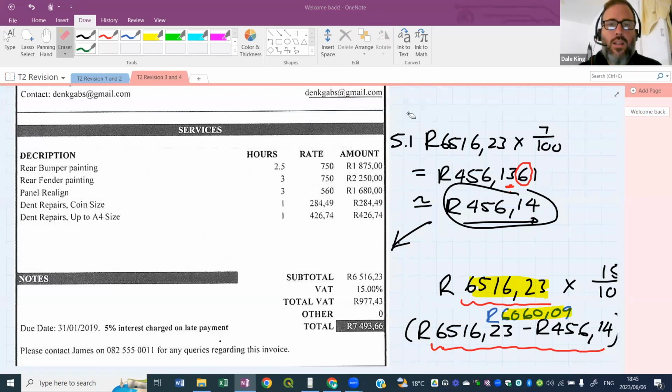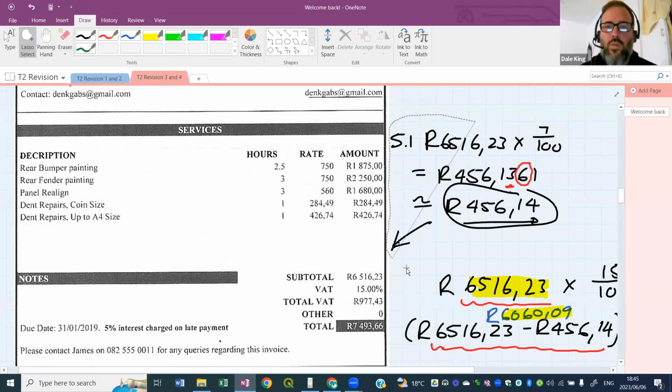How do we do this, guys? How do we work out the hourly rate? It's 2.5 hours of work. This is the total for 2.5 hours of work. How do I get how much was charged per hour? What do I do? Anyone have an idea? Katlejo. Hello, sir. Hey, Katlejo, how are you? I'm good, and you, sir? Good. What should I do? You're going to take the amount, the total amount, and divide it by the hours.